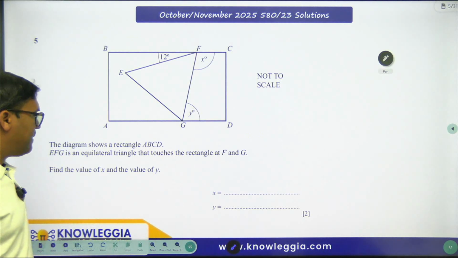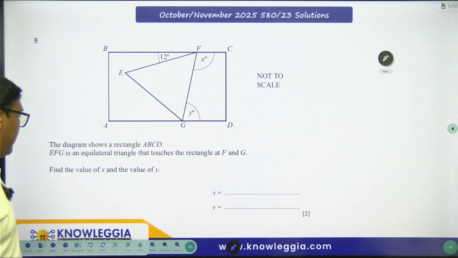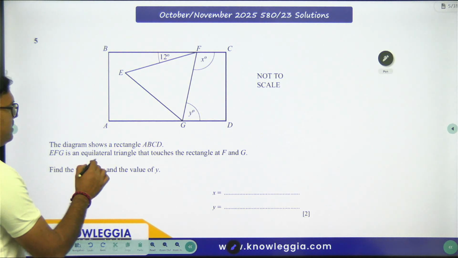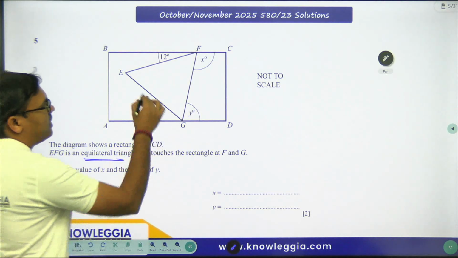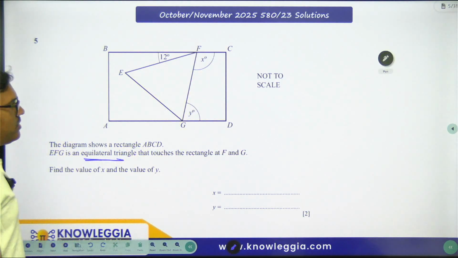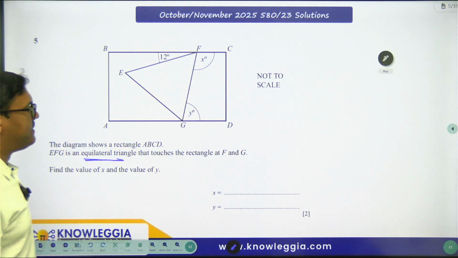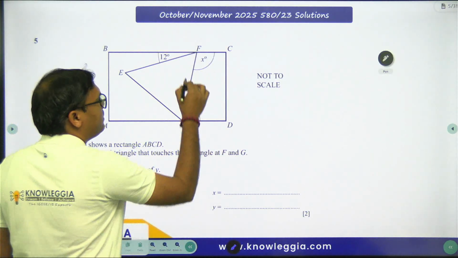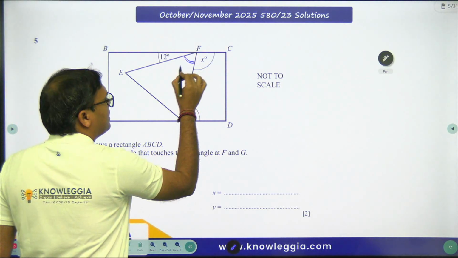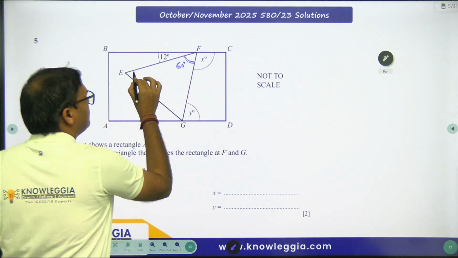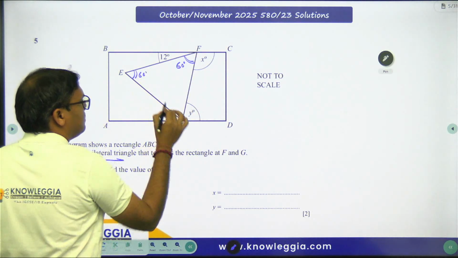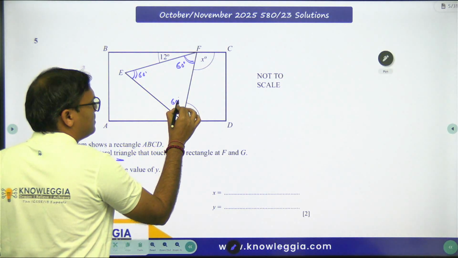Next question. The diagram shows a rectangle ABCD. EFG is an equilateral triangle which touches all the sides. You have to find the value of x and y. This is an equilateral triangle, so all the angles will be equal to 60 degrees. This is 60 degrees. This is also 60 degrees.